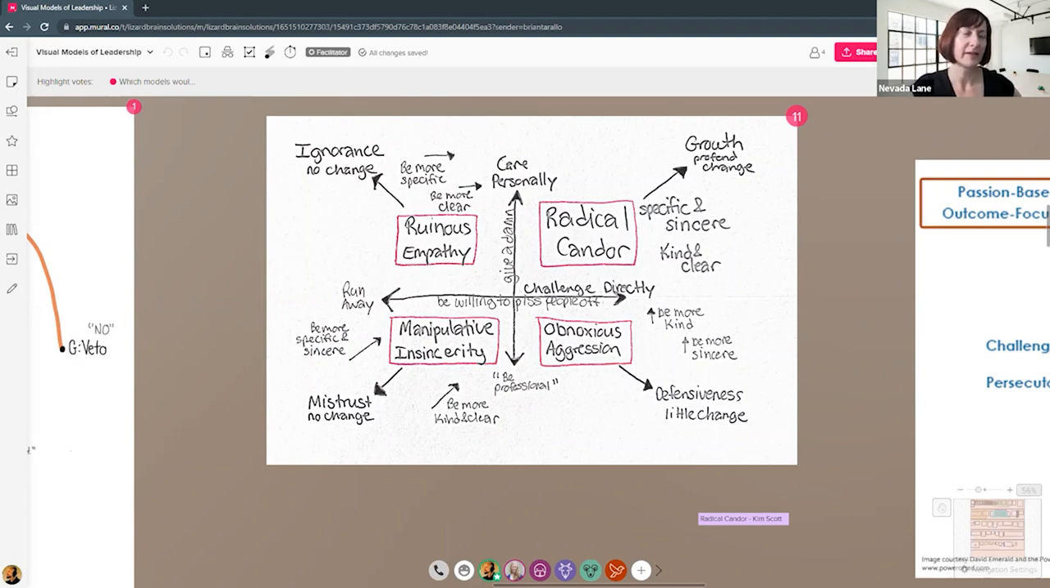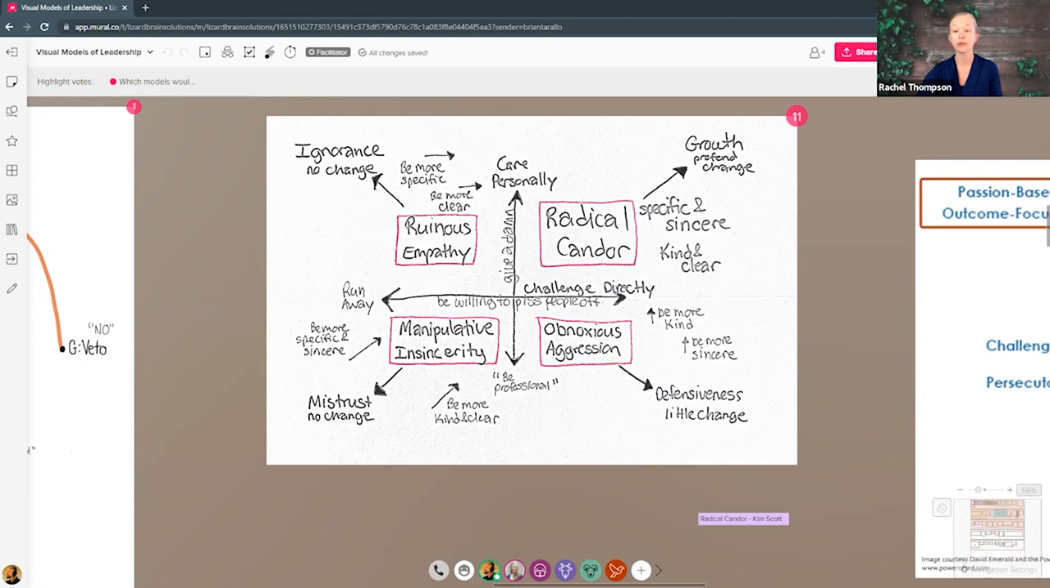I love the distinguishing between nice and kind. That's really good. What comes up for me as I look at the model, and I haven't read the book, is what's the impact? So the person could say, I give a damn and I'm challenging directly, and say it's radical candor. How does the person experience that? Is there the trust built up that they feel like the person gives a damn, so that they are willing to hear the direct challenge as kind and clear?